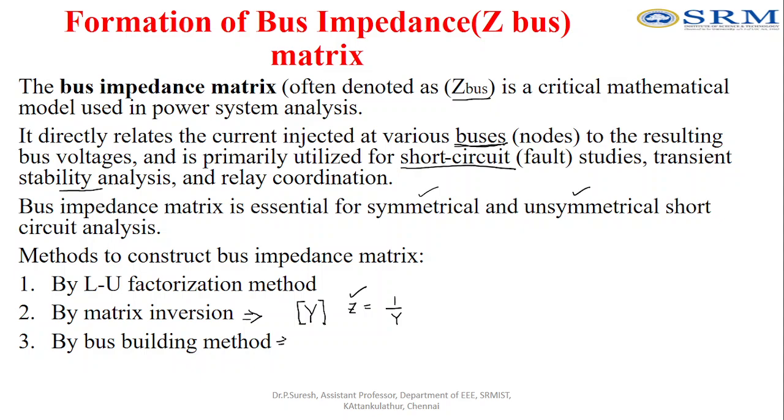The third method is called the bus building method. In this method, we build the buses one by one, with the help of the elements. If we take a power system consisting of n number of buses, the buses are connected with impedances, or elements. Using the impedances connected between the buses, we can construct the bus impedance matrix. That is the third method. Among the three methods, we are going to solve a problem using the bus building method.